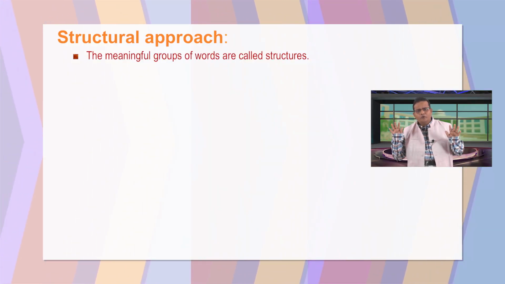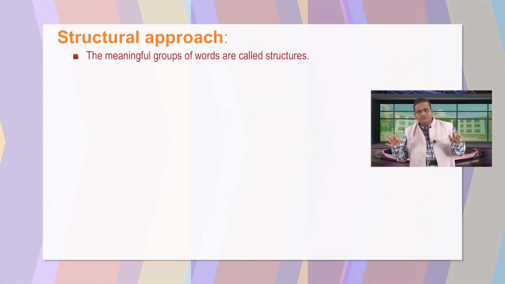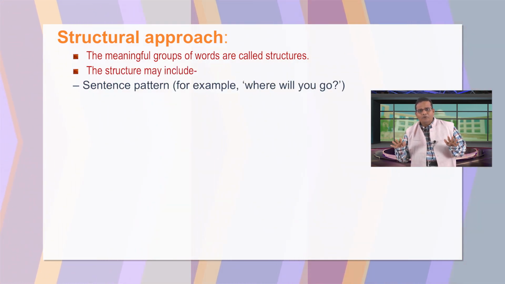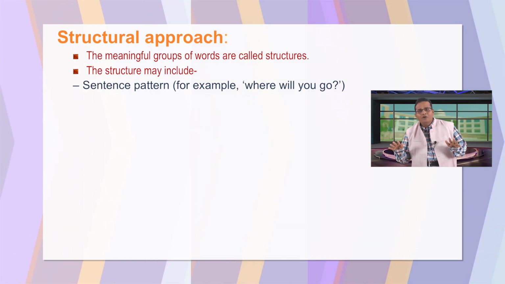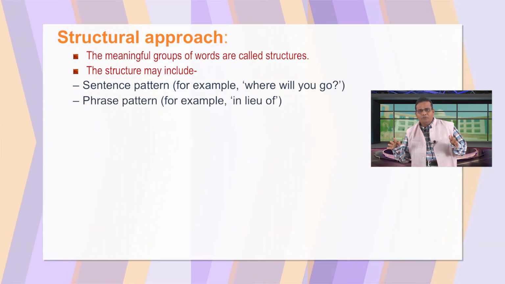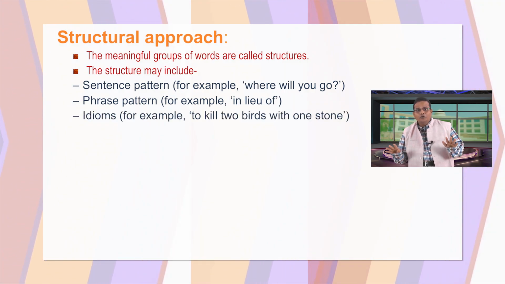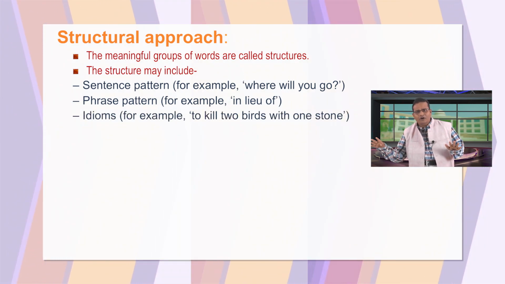It means words are not grouped together randomly when we speak or write, rather they are arranged or structured in different orders as per the requirement. And these meaningful groups of words are called structures. The structure may include sentence pattern, for example, where will you go? Phrase pattern, for example, in lieu of. Idioms, for example, to kill two birds with one stone.